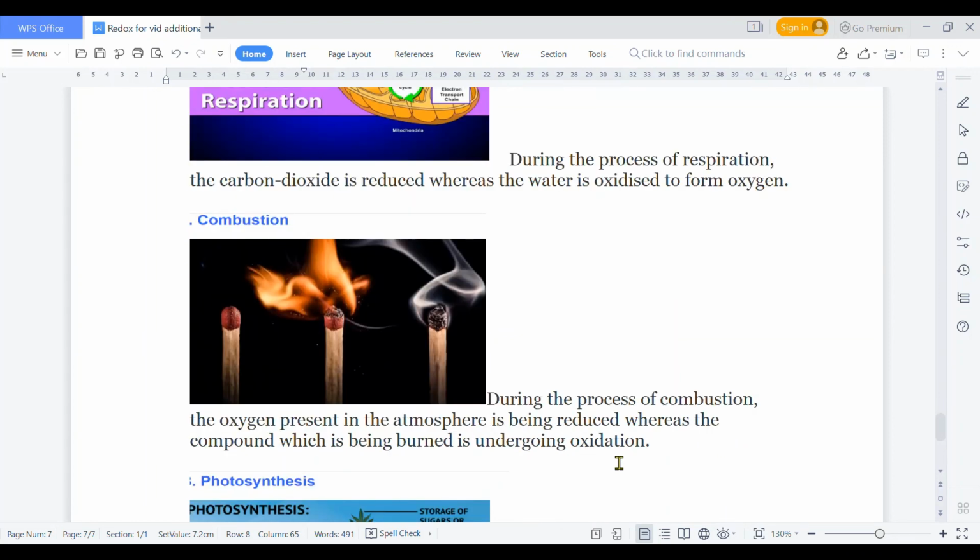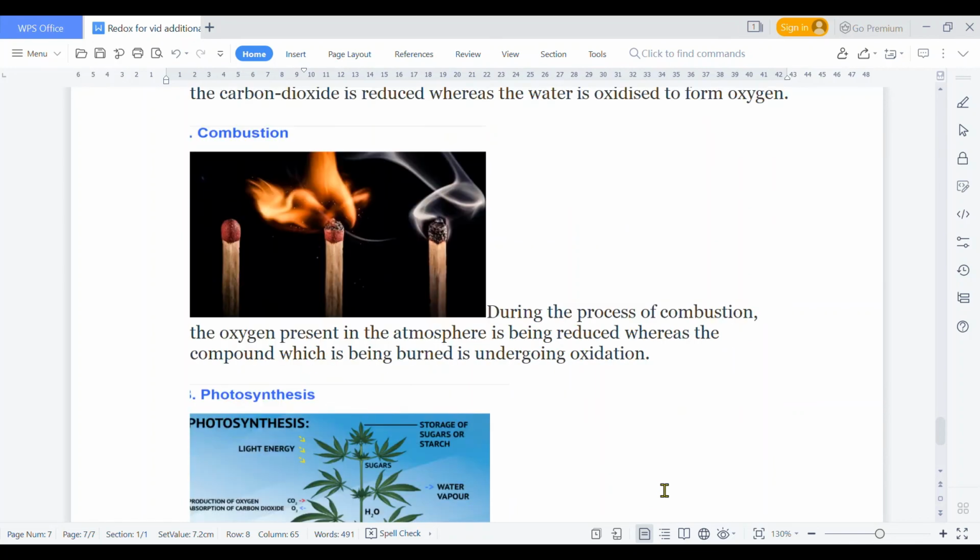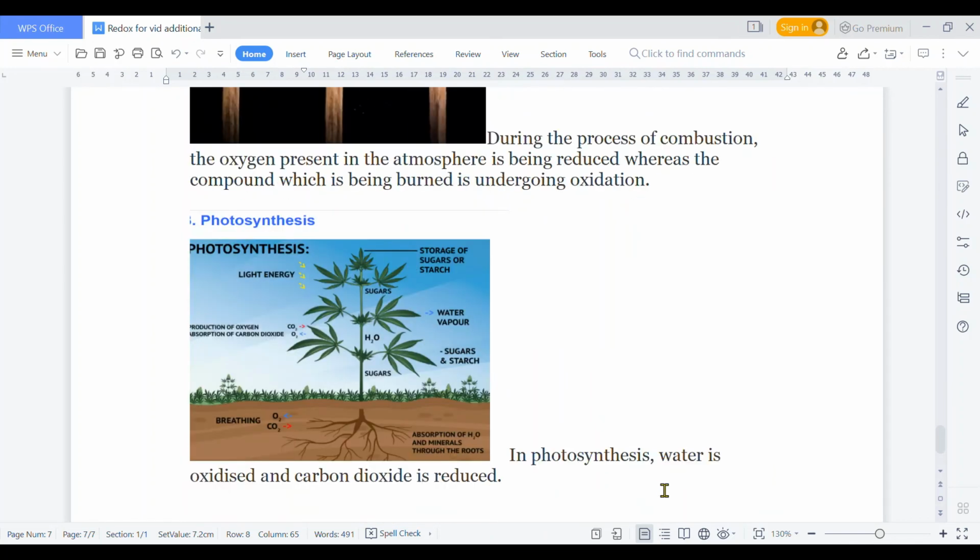Combustion. During the process of combustion, the oxygen present in the atmosphere is being reduced, whereas the compound which is being burned is undergoing oxidation. Photosynthesis. In photosynthesis, water is oxidized and carbon dioxide is reduced.